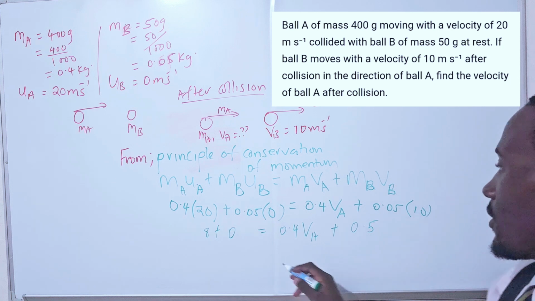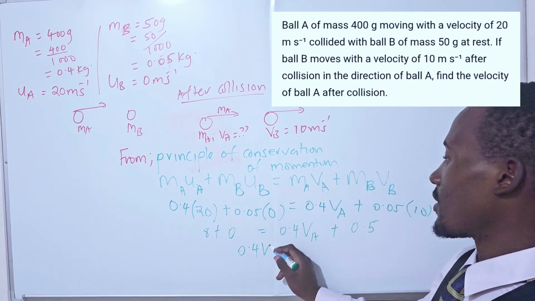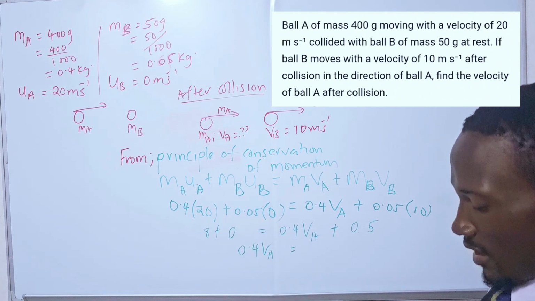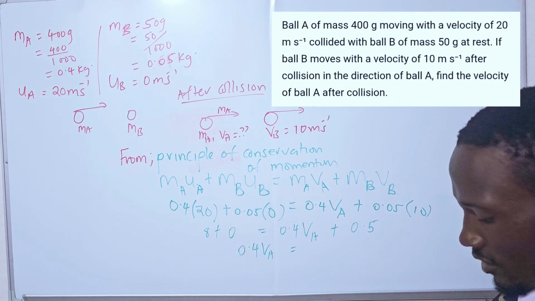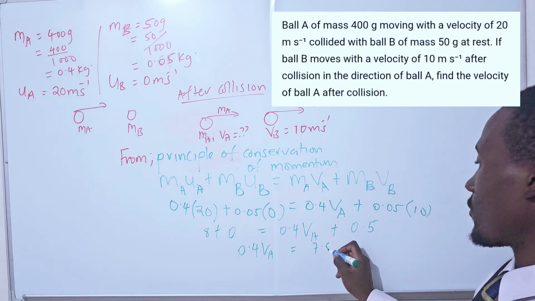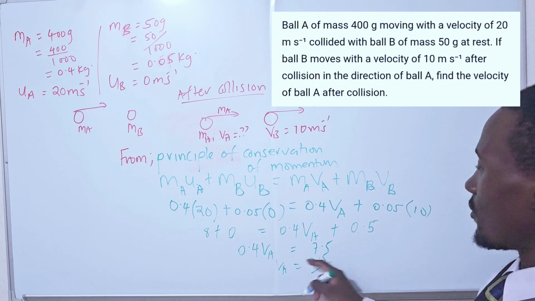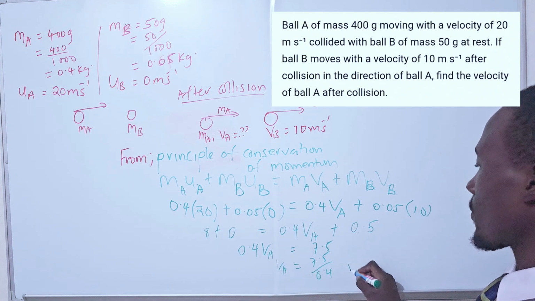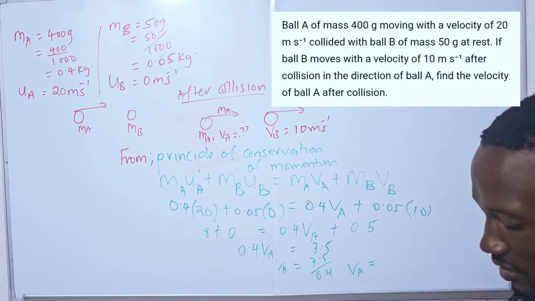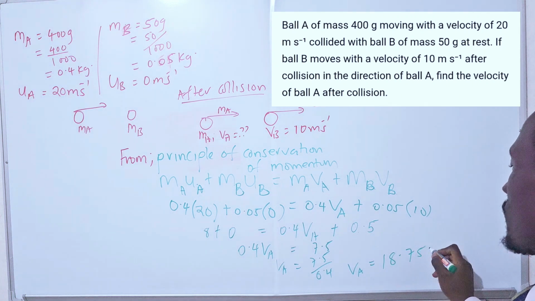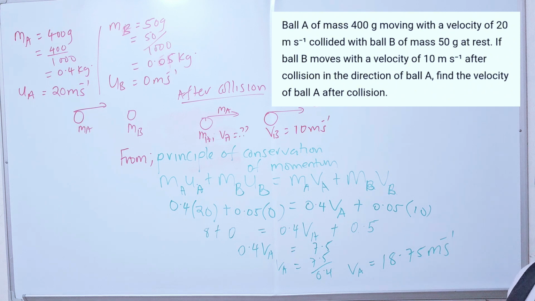0.5. So when we go ahead and apply the mathematics, I'm going to take this to this side, it will be 8 minus 0.5, that is 7.5. So my velocity of A is going to be 7.5 over 0.4, and my velocity of A would be 18.75. Some people forget to add the units. Please don't forget to add the units. That is the velocity of A.